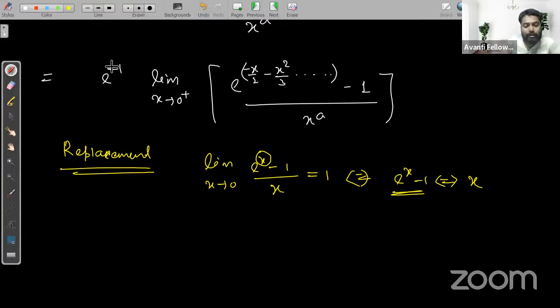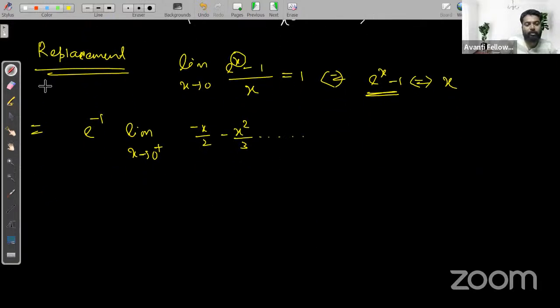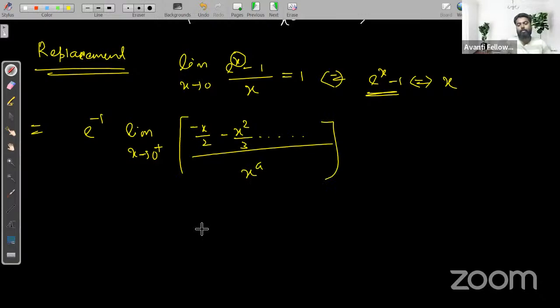So in the question, if we use the replacement, this will be e to the power -1, limit x tending to 0 plus, of what you have in the power of exponential, that is -x/2 - x²/3 and so on, divided by x to the power a. This is what you have.